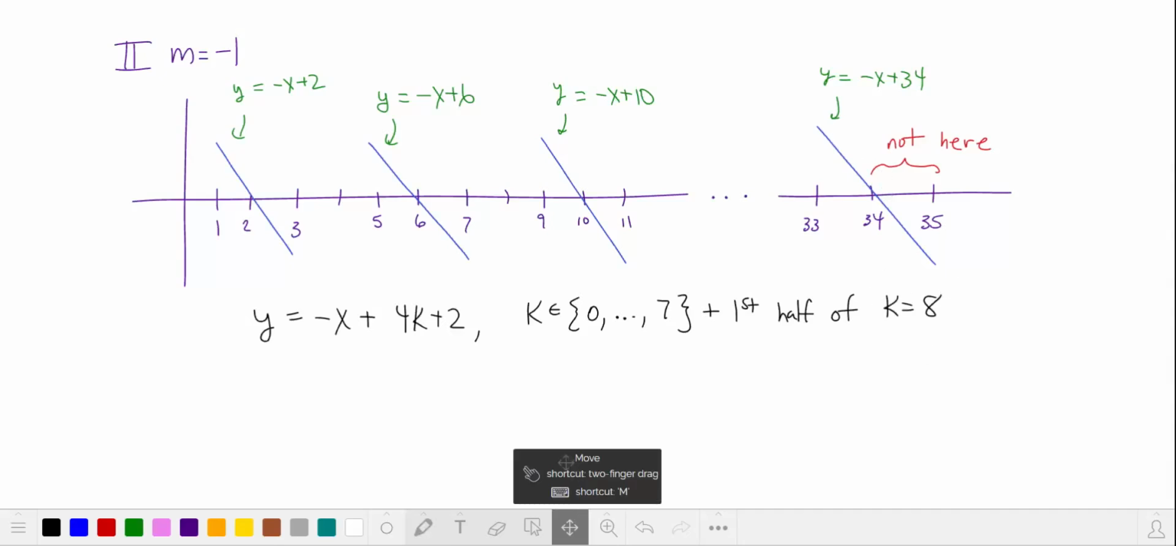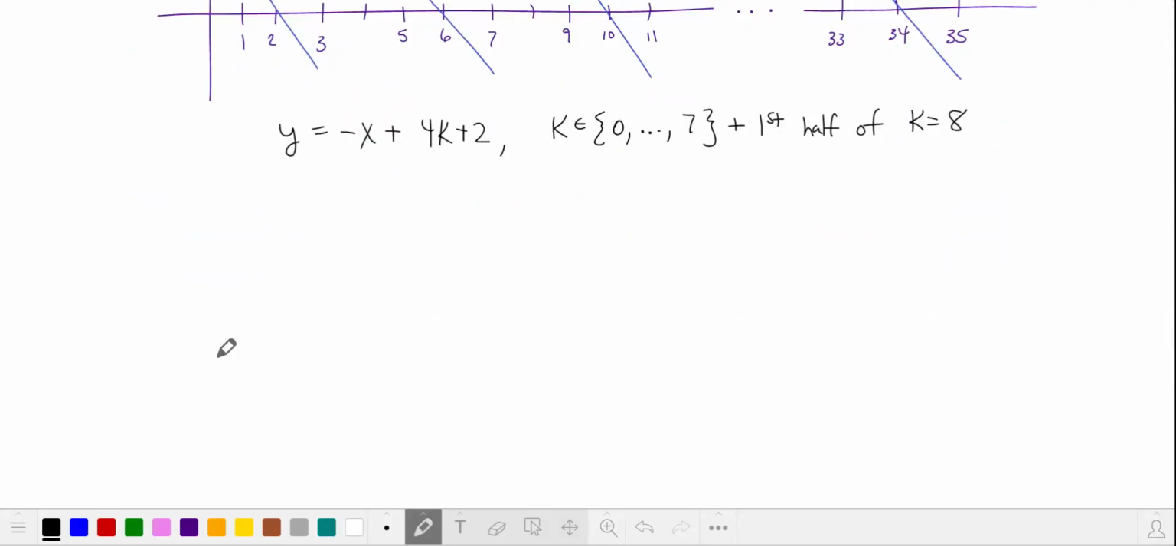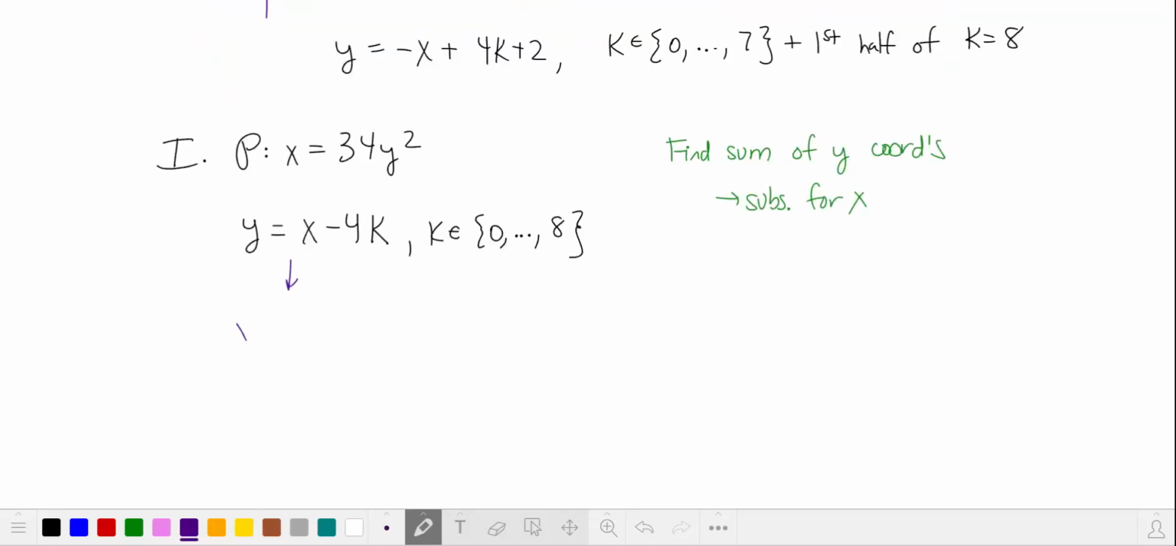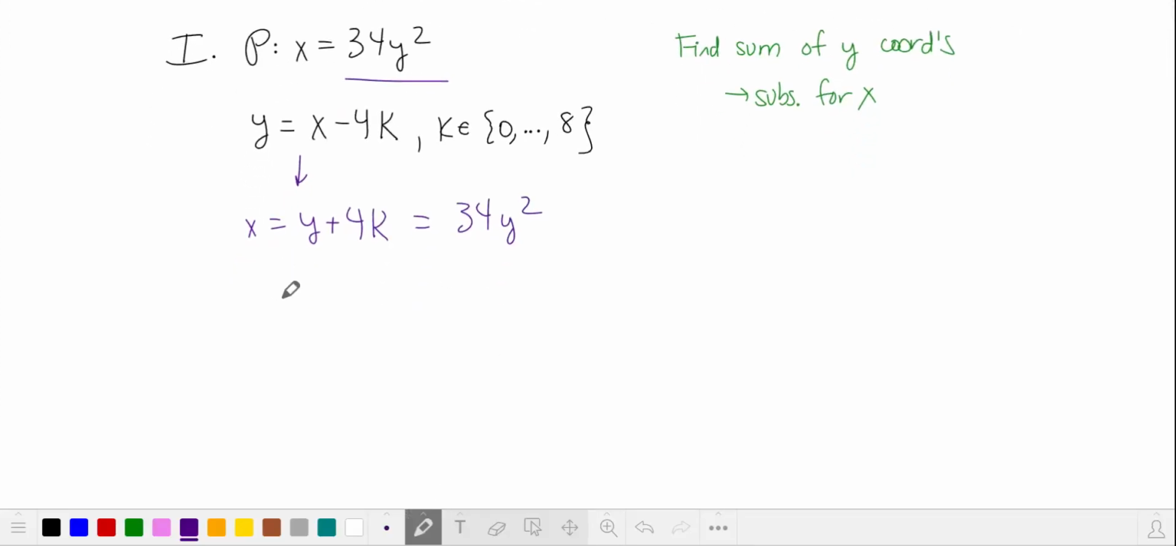Let's return to case 1 and count the intersecting points with our parabola. The equation for our upward sloping lines looked like this. The problem asks to find the sum of the y-coordinates, so we'll substitute for x. Solving this for x, we get y plus 4k. This is a quadratic, so we'll gather all the terms on one side. Let's divide by this coefficient because we're going to use Vieta's.